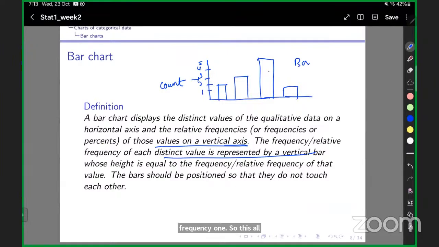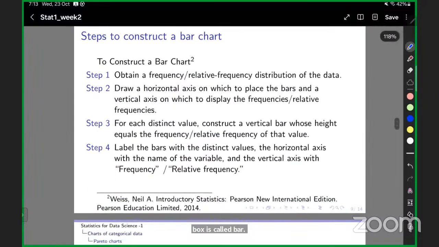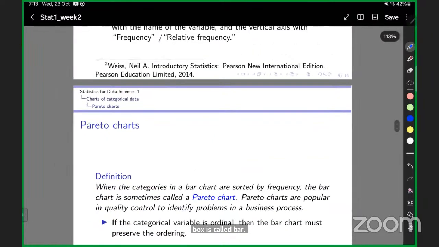So each box is called a bar, and this is called a bar chart, right? So a bar chart has a different aspect than a pie chart. We are not constrained by the 100% now. We can have anything, and we can now plot them also, like which can come first, which can come later, and all.